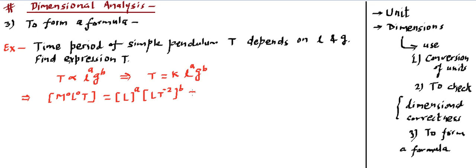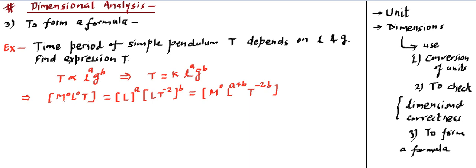If we simplify this right hand side further, we will find m raised to power 0, since no m is coming, and L raised to power in totality. This is L raised to power A, and this is L raised to power B. When they are multiplied, the powers add up, so A plus B. And then T has a total power of minus 2B. Right, so this is the simple calculation we are doing here.